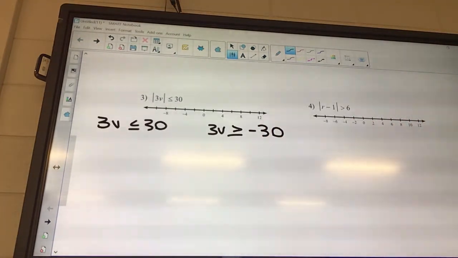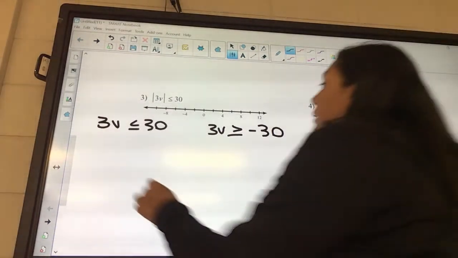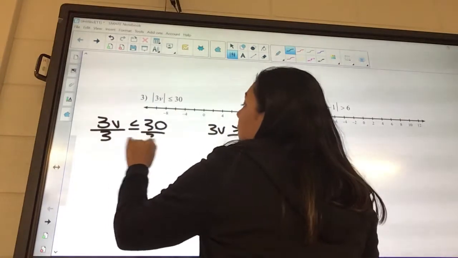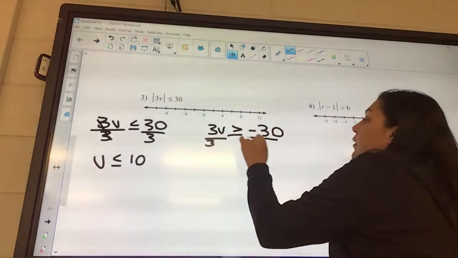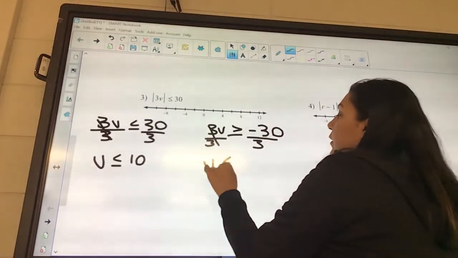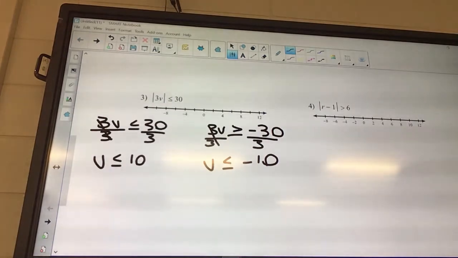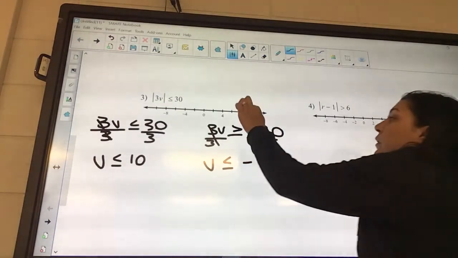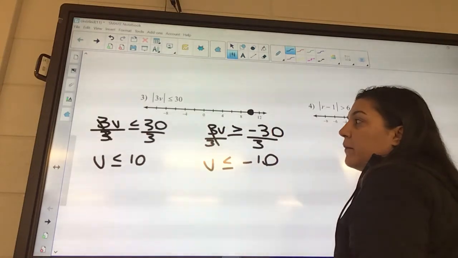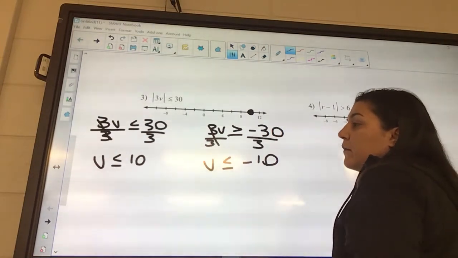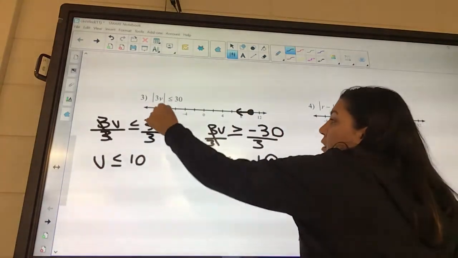All right, now we solve. How do we solve this? Divide both sides by 3. Okay, so we got 10 and negative 10. On the 10, it's going to be closed. And this says V is what? Smaller. Okay, and then we got negative 10. It's also going to be closed.